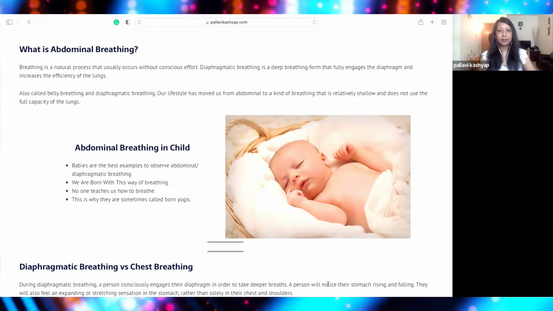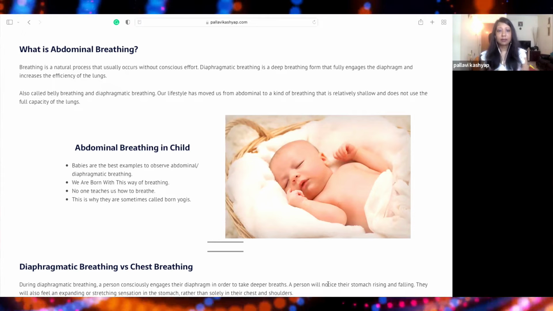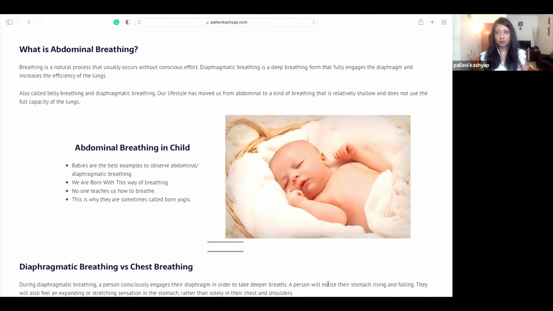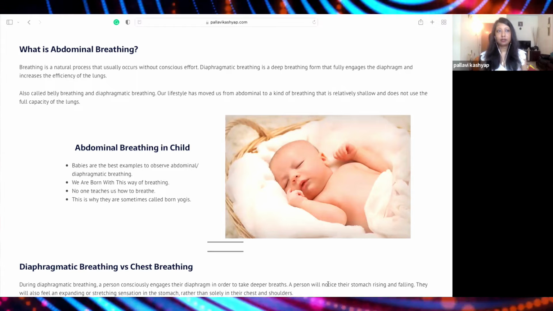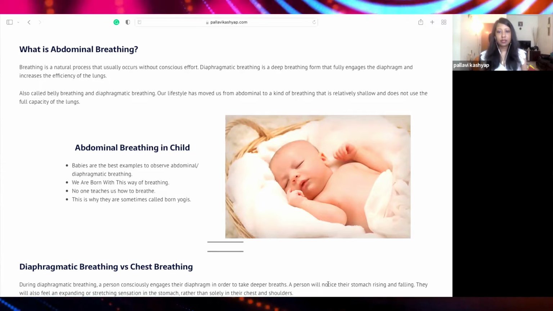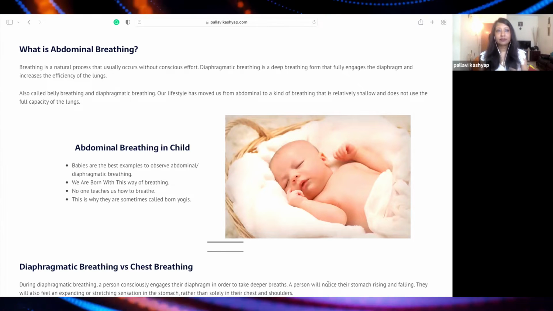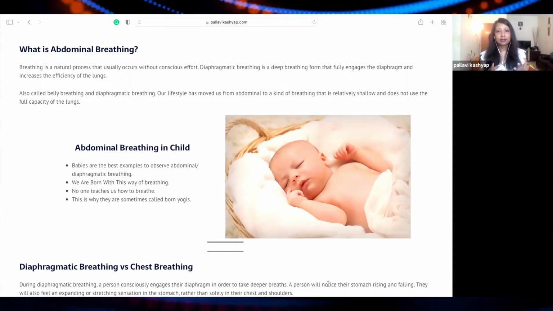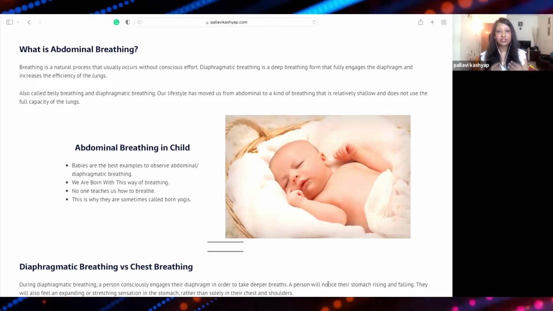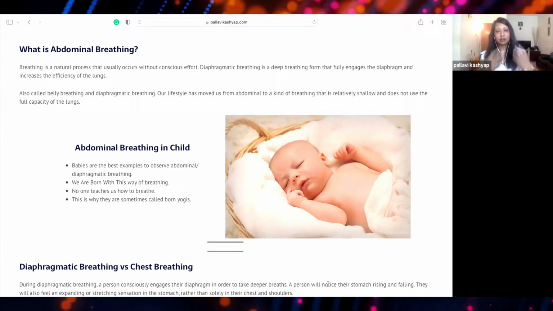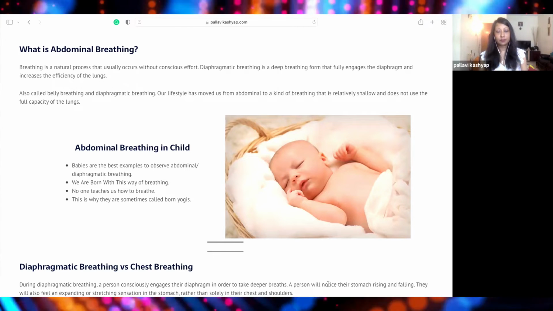Coming back to abdominal breathing in a child, babies are the best examples to observe it. We are naturally born with this kind of breathing, because nobody teaches us how to breathe. Your parents never taught you how to breathe. There are certain things that we are born with. We are naturally tuned, or supposed to be breathing like this.